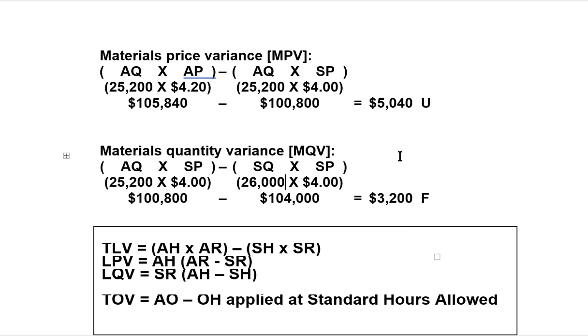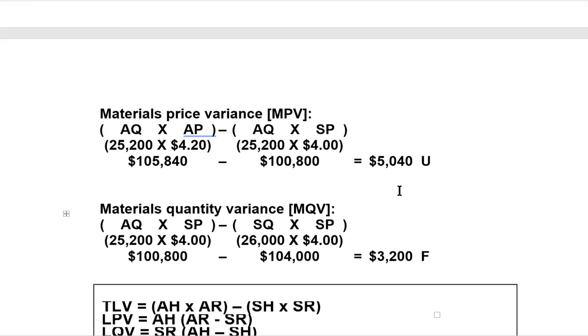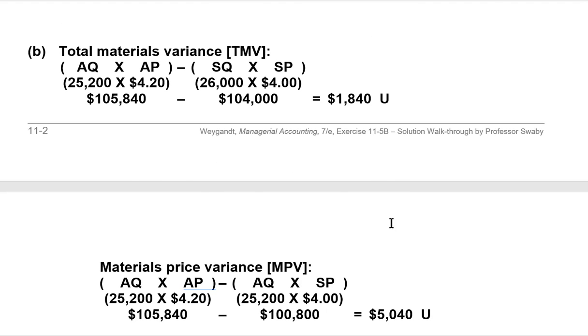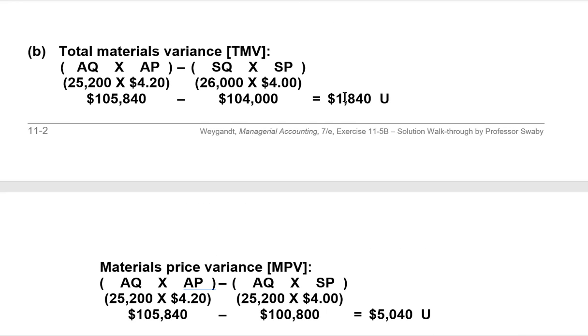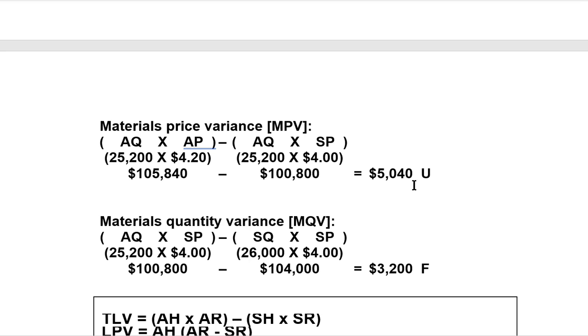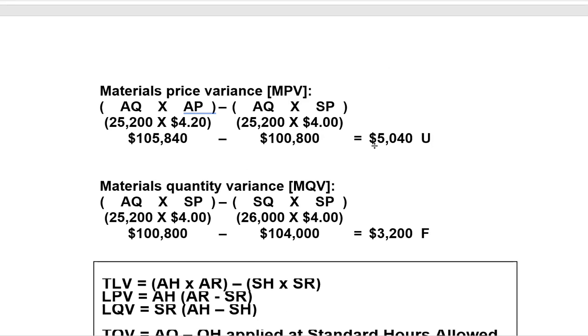Again, because the materials purchased are equal to the materials used, the sum of the sub-variances will be equal to the total variance. And so 5,040, which is unfavorable, so that's a negative, plus 3,200 will give us an overall negative of 1,840.